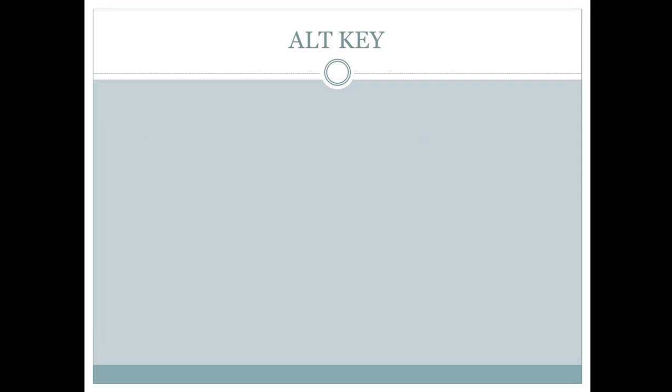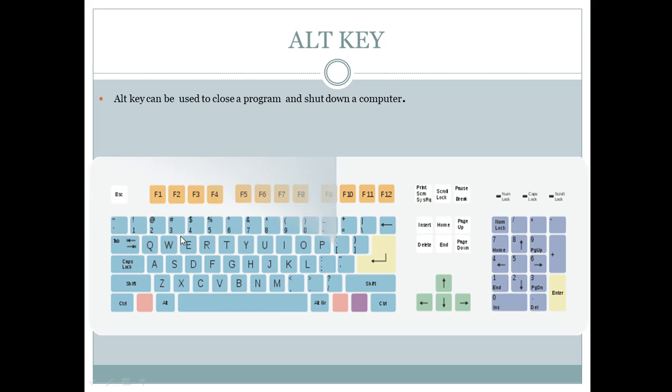Next is the Alt key. The Alt key can be used to close a program or to shut down a computer. There are two Alt keys on the keyboard. This is the first Alt key and this is the second Alt key. These are the two examples of the combination. First is Alt plus F4.